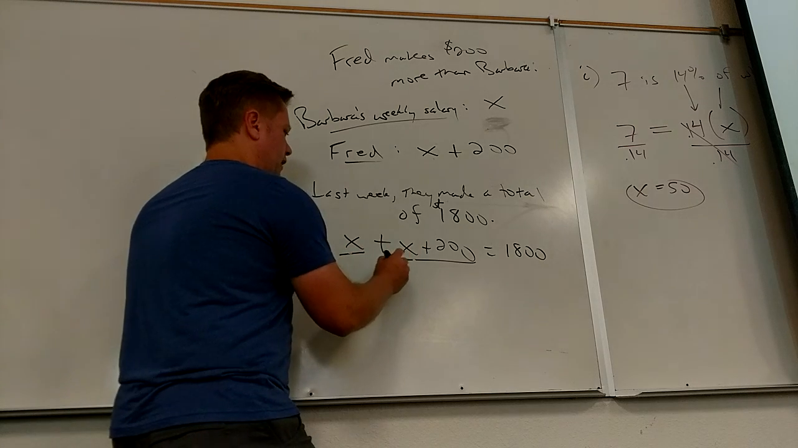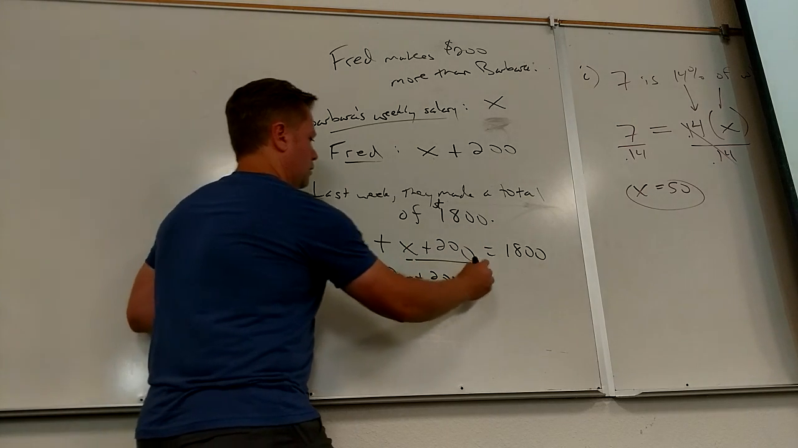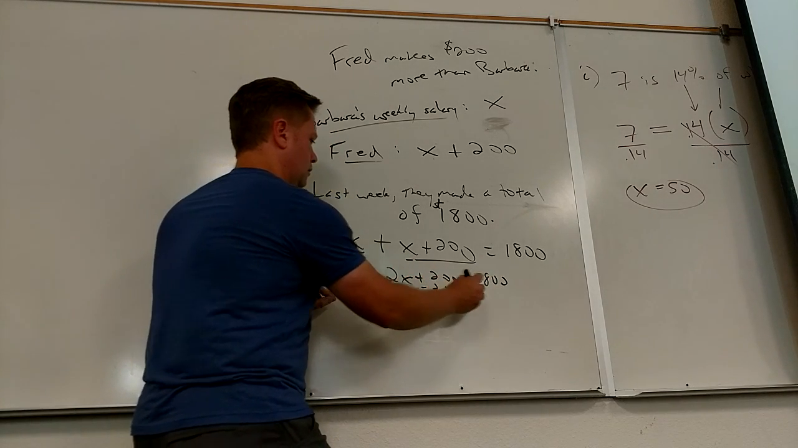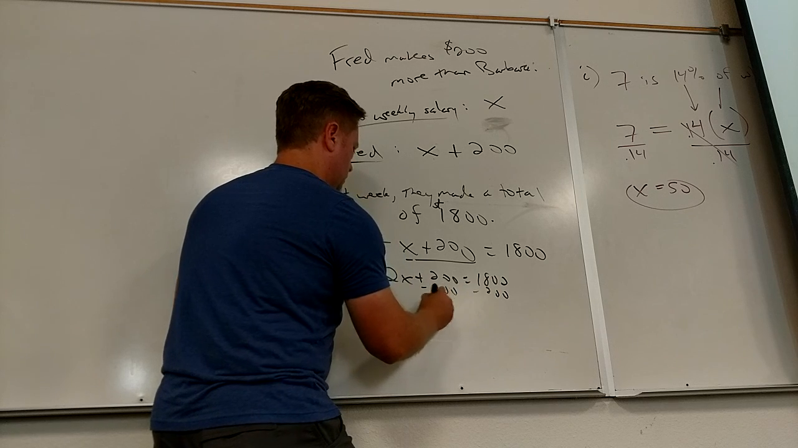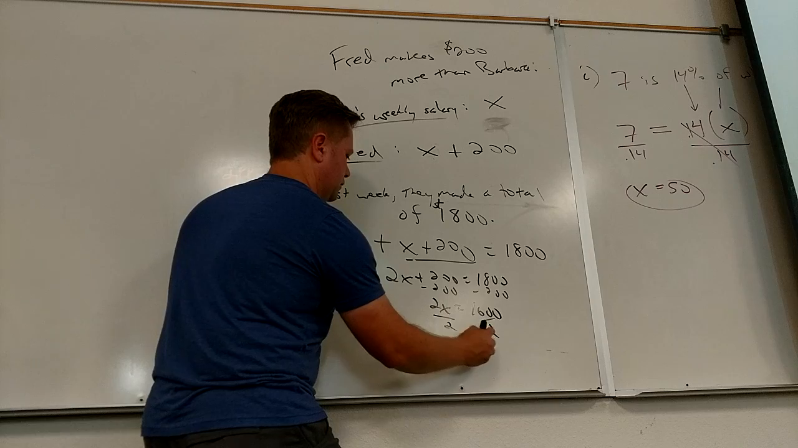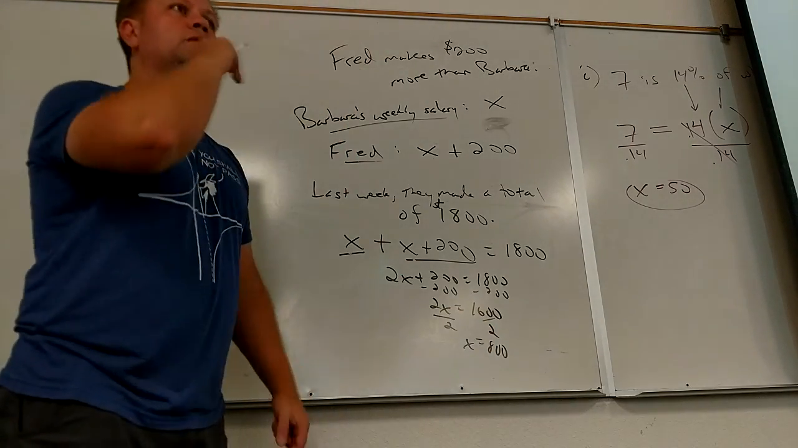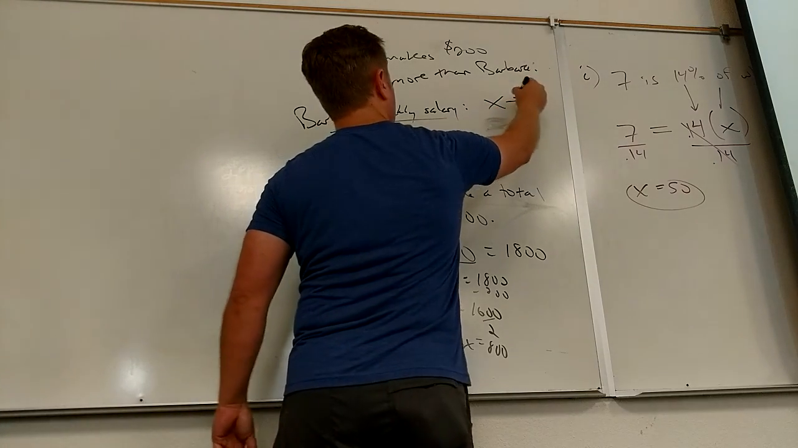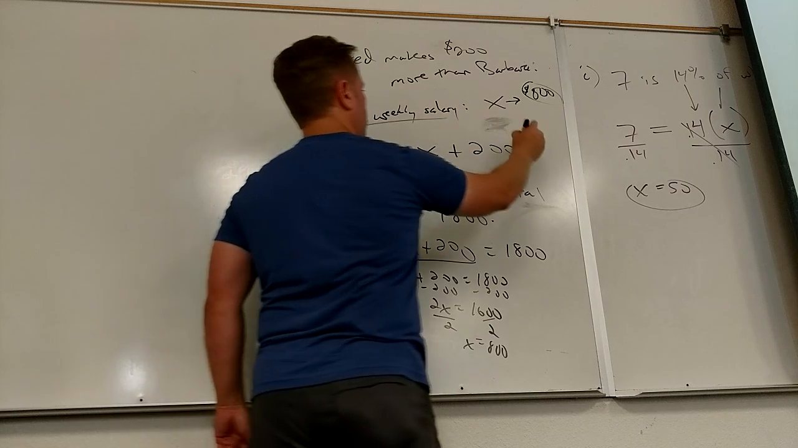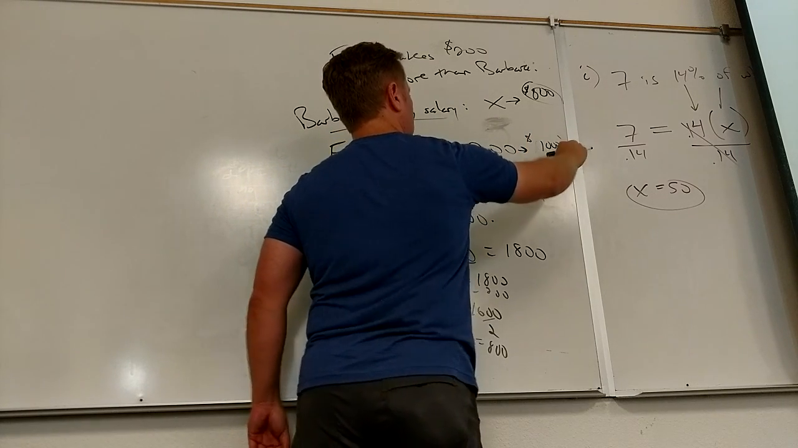And so what do we get for an answer? How do I solve this? 2x plus 200, 2x plus 200 equals 1,800. Minus 200. 2x equals 1,600. Then x equals 800. What does that mean? Don't just circle this and go to the next problem. Come back up here. $800 for Barbara. So how much did Fred make? 1,000. I don't know why I put in parentheses. There you go.